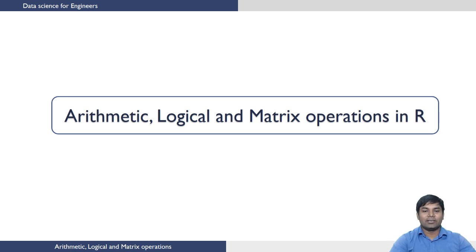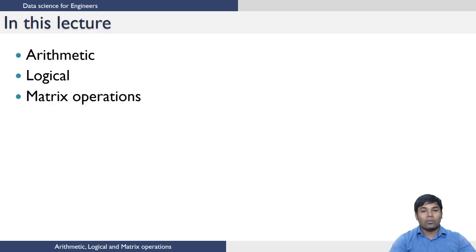Welcome to lecture 6 of the R module in the course Data Science for Engineers. In the previous lectures, we have seen various data types of R, how to access or delete the elements of the different data types, and so on. Now it's time to see how to perform arithmetic, logical, and matrix operations in R. In this lecture, we are going to see how to do arithmetic operations, logical operations, and matrix operations in R.